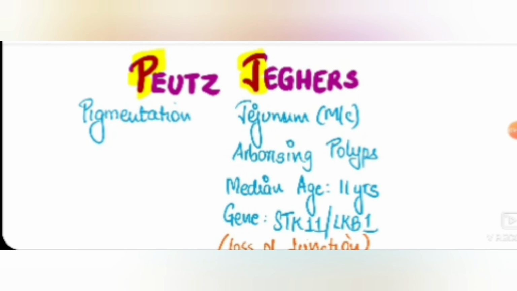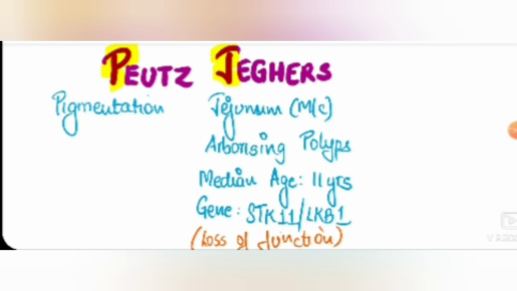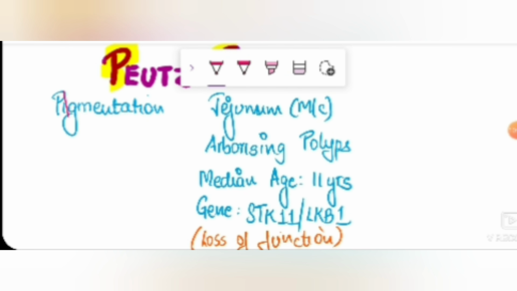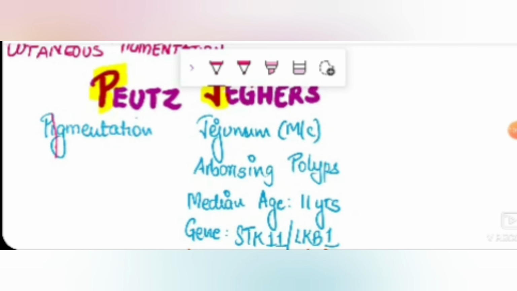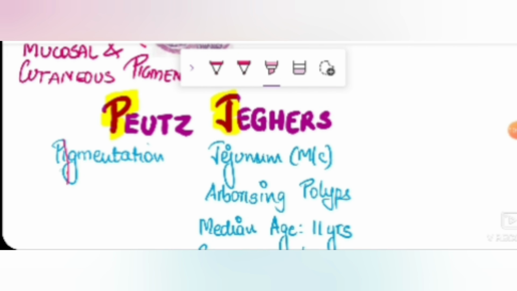Some very salient features which will help you, I've tried to enlist over here. The way you say Peutz-Jeghers, P and J, right? So please remember, P is for pigmentation. That is how we'll remember it. J is for the jejunum, because that's the most common site. Where will you see polyps most commonly? You will see them in the jejunum. So P for pigmentation, J for jejunum.